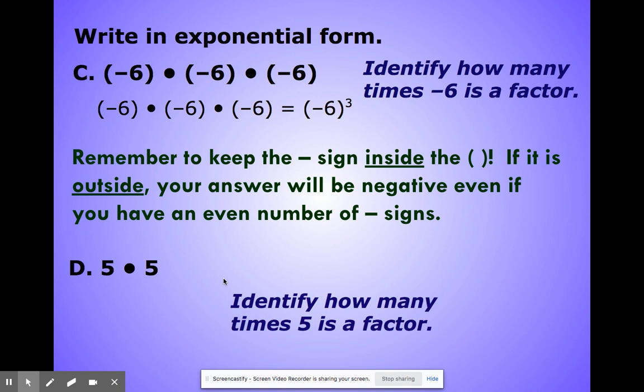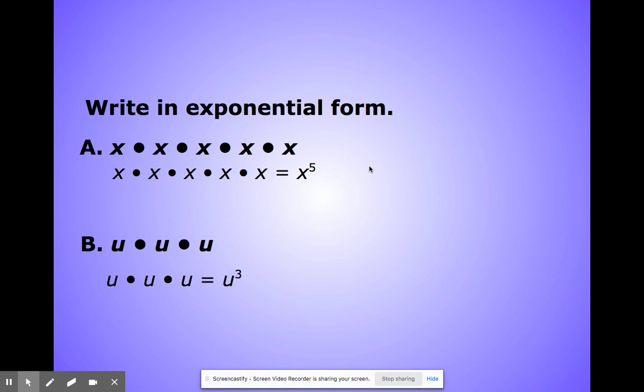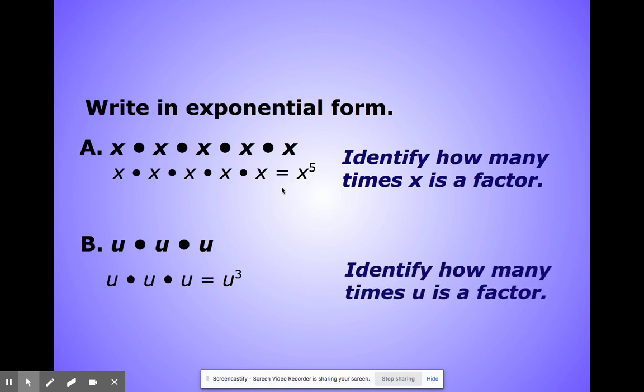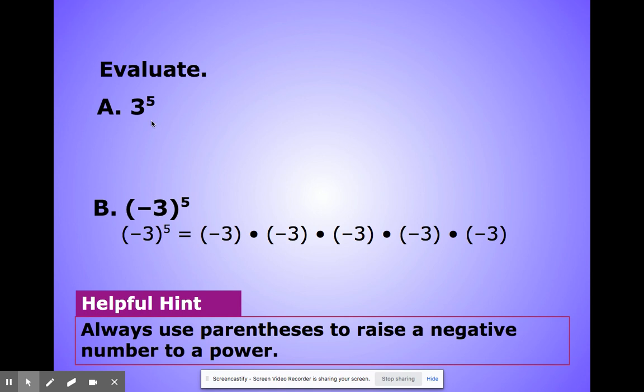5 times 5, identify how many times 5 is a factor. Well, there's 2 5s, so 5 to the 2nd. Write in exponential form: x times x times x times x times x, x to the 5th. That'll be 5 x's, so x to the 5th power. 3 u's, so u to the 3rd.